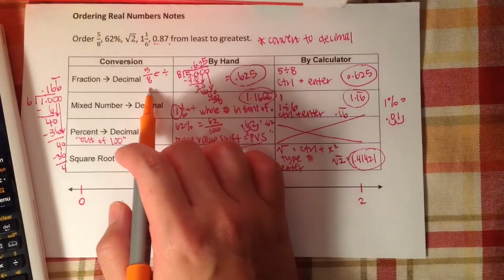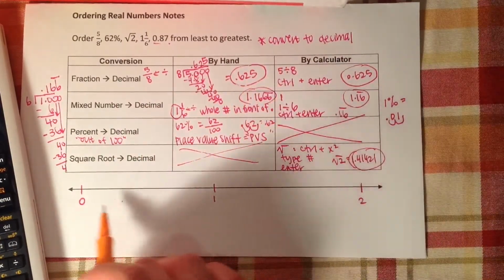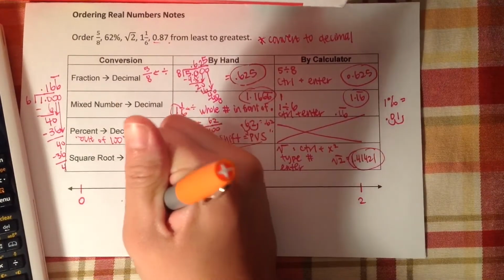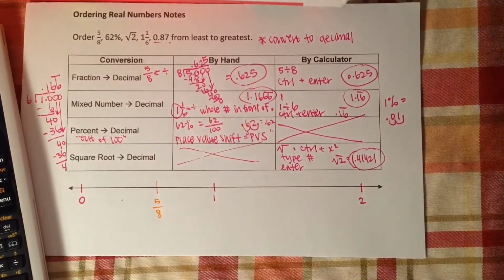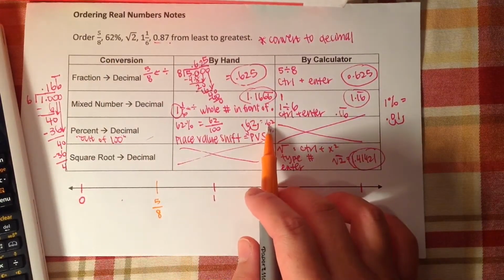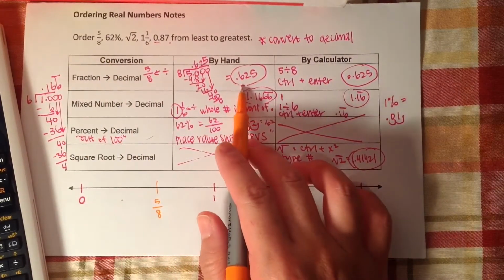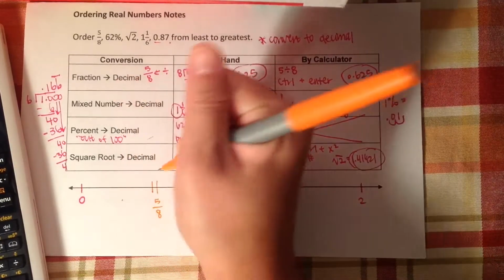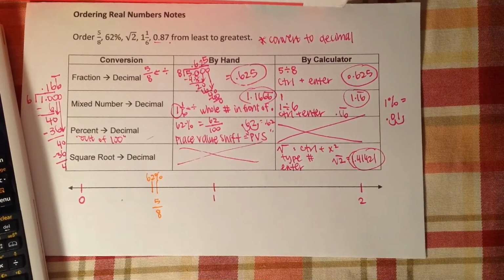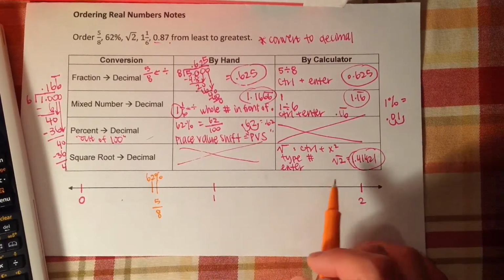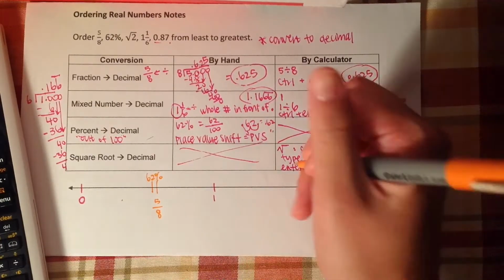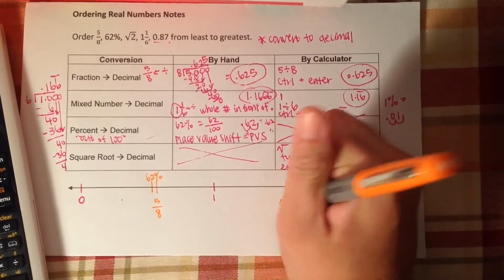So for the first one, 5/8 is 0.625. That's going to be between 0 and 1, a little closer to the 1. We'll put it right here. So that's 5/8. Alright, we have 62%, which we said is 0.62. 0.62 is a little bit less than 0.625, so it would go right there, 62%. And then we're looking at the square root of 2, which is equal to 1.41, so it's in between 1 and 2, a little bit closer to the 1, square root of 2.